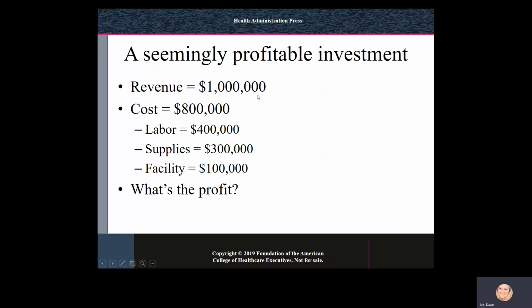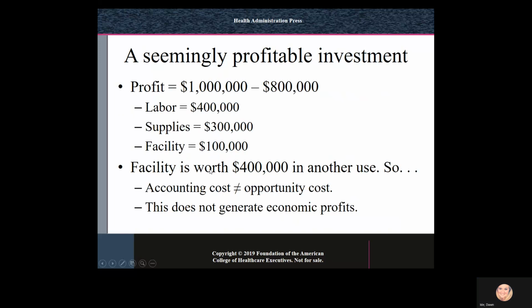What's the profit? So you do 1 million minus 800,000, right? So what's 1 million minus 800,000? That's $200,000. So both revenue and costs are what we're looking at here. Okay. So the profit equals $1 million minus $800,000, which again is $200,000, right? So your profit is $200,000.